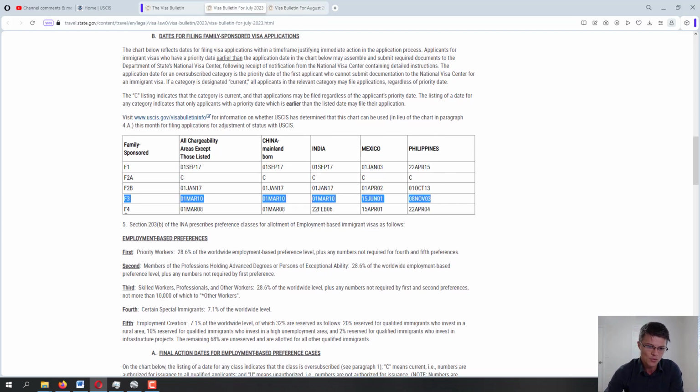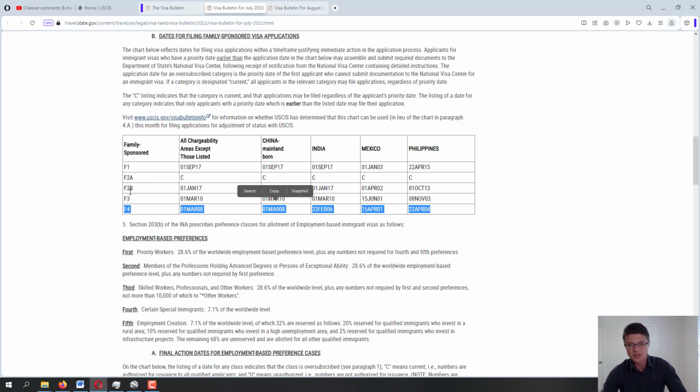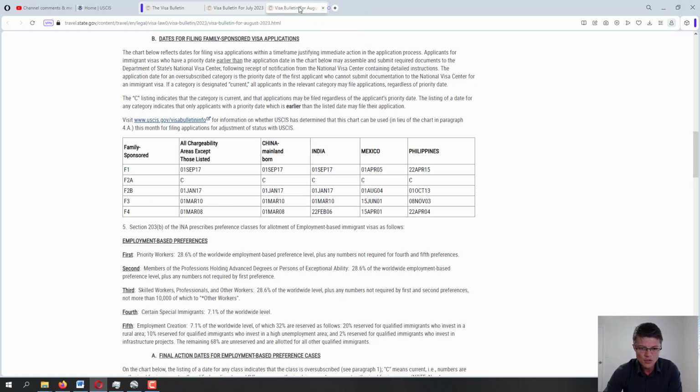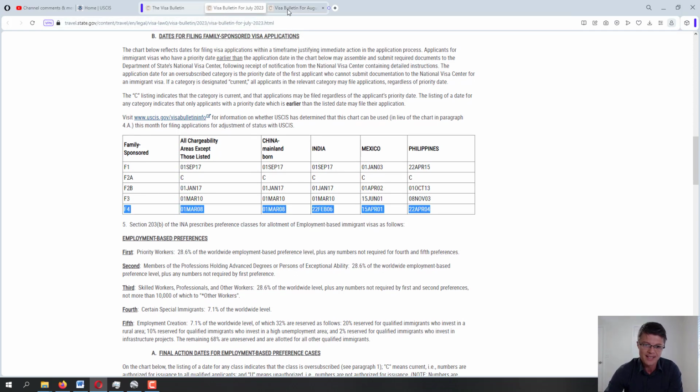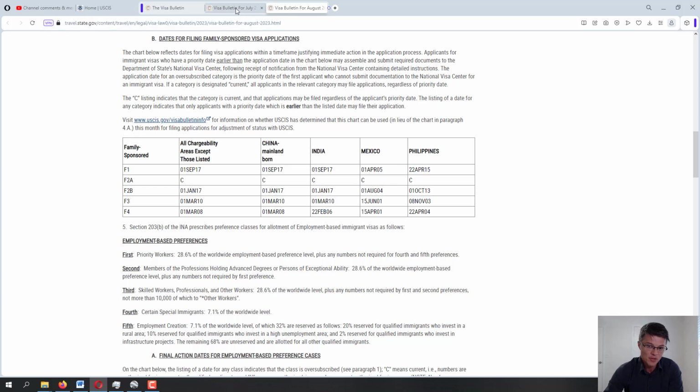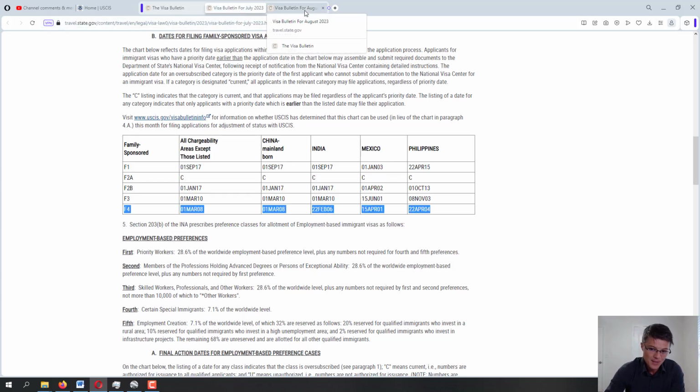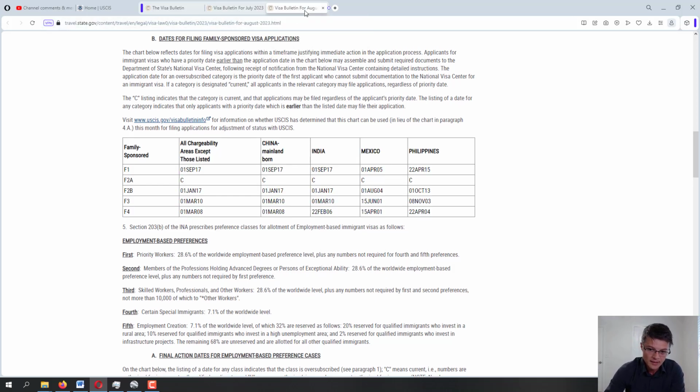So let's move on to the final one, the fourth family preference category. All chargeability in July 2023 was showing March 2008. For August, it is March 2008, no movement. For China, March 2008, no movement. For India, February 2006, no movement. Mexico, April 2001, no movement. And then Philippines, April 2004, so no movement for Philippines either.